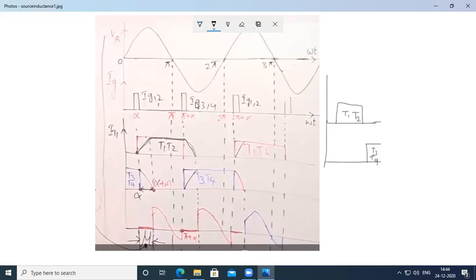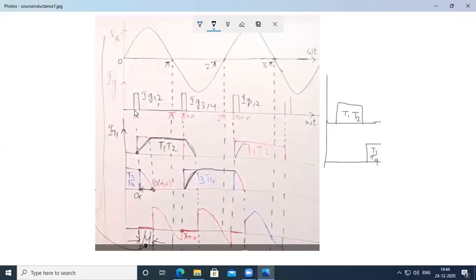Similarly, when the gate pulse, that is G3 and G4, is given, that is when the T3, T4 thyristors are on, then also it will take a certain time to reach its maximum value. So there is also a transition.